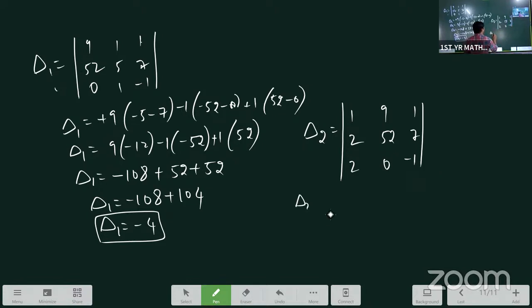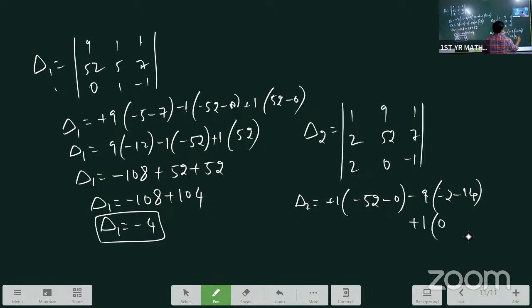So delta 2 is equal to again plus 1 into minus 52 minus 0. Minus 9 into minus 2 minus 7 2, it is. See, minus 2 minus 14. Leave the row and column in which it is present. Plus 1 into 0 minus 52 2s are 104. So 0 minus 104, minus 104.